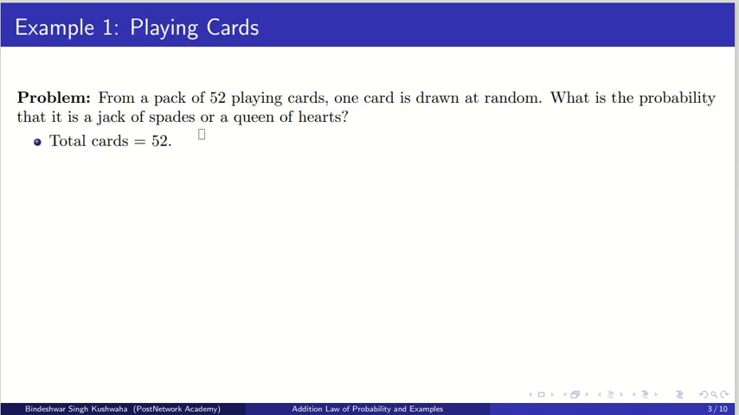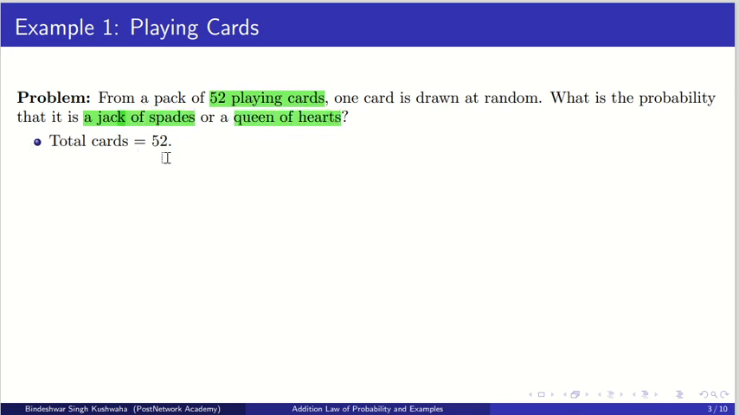Now let us see the first problem. Thereafter you will understand the law and examples both clearly. From a pack of 52 playing cards, one card is drawn at random. What is the probability that it is a jack of spades or a queen of hearts?